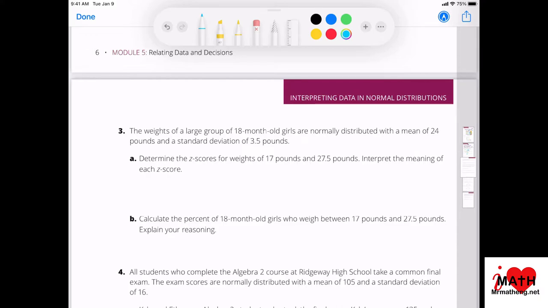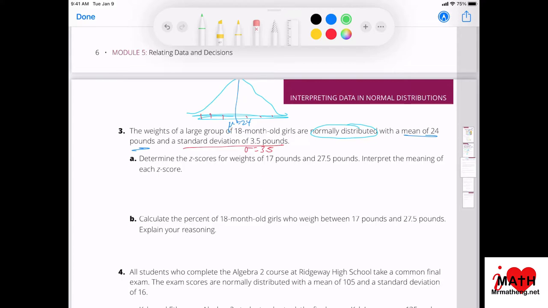Question number 3 says, the weights of a large group of 18-month-old girls are normally distributed. I'm going to circle the word distributed because this is going to tell me that it's kind of like our normal curve, with a mean, so the center here is 24, and a standard deviation of 3.5. So remember, each of those tick marks, minus one standard deviation, minus two, minus three. Okay, 3A, determine the z-scores for the weights of 17 pounds and 27.5 pounds. Interpret the meaning of each of these scores.